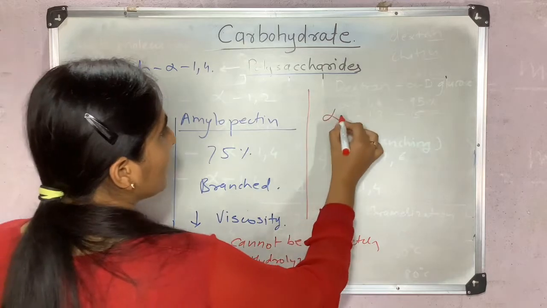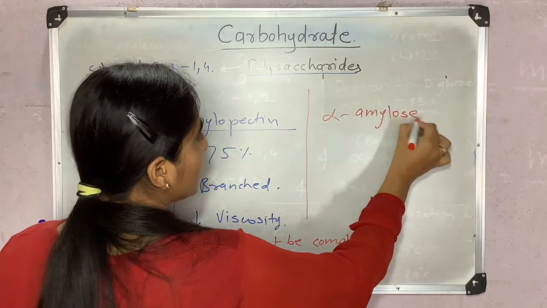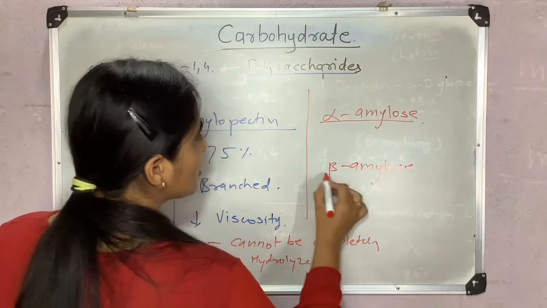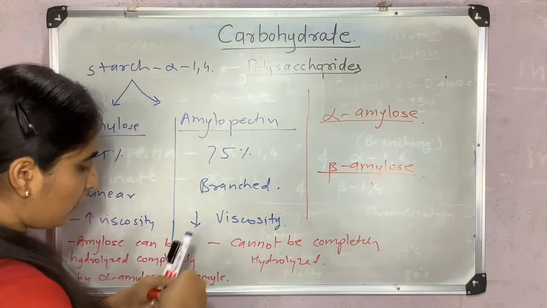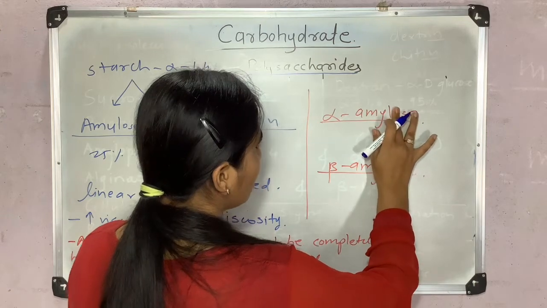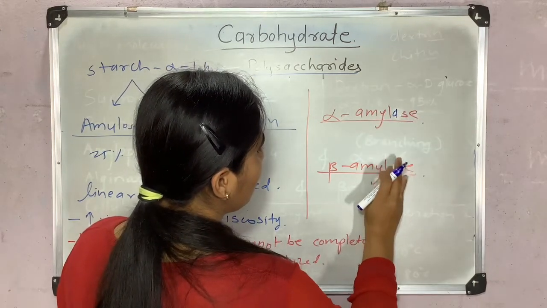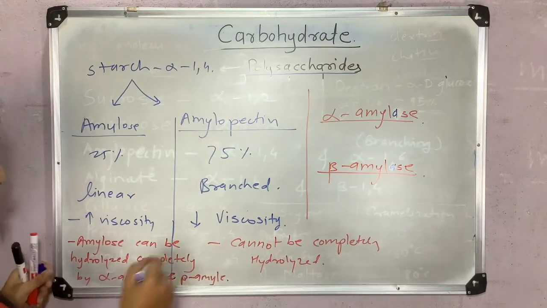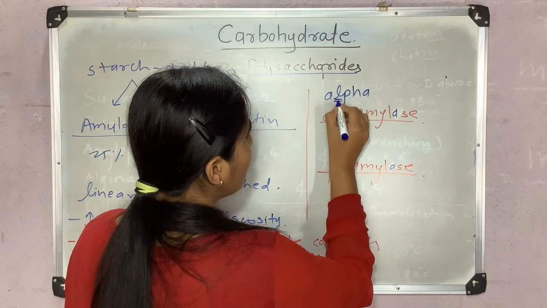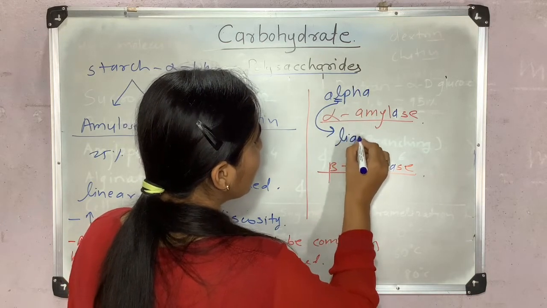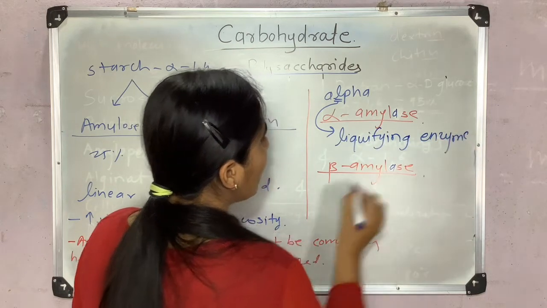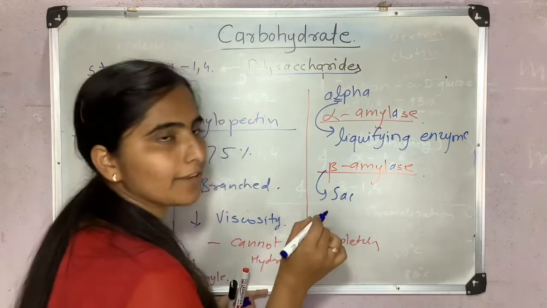Also, one more thing, remember alpha amylase and beta amylase. This question can be asked in many exams. Alpha amylase, not amylose, and beta amylase. Remember from the spelling of alpha, the L is for liquefying: this alpha amylase is a liquefying enzyme, and this beta amylase is a saccharifying enzyme.